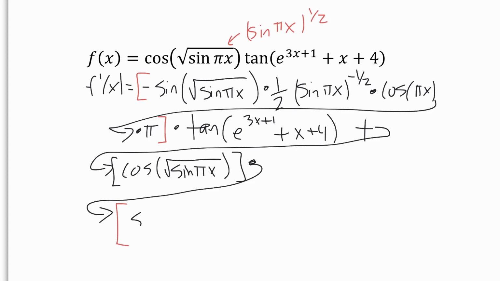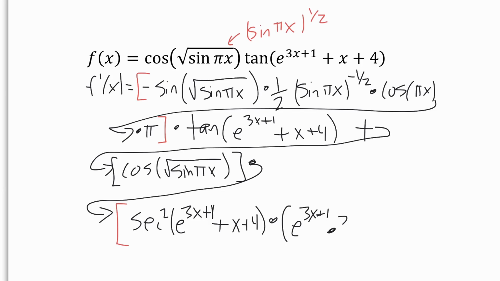Derivative of tan is secant squared. Leaving the inside alone, e to the 3x plus 1 plus x plus 4, times, well, the derivative of e will just be e, so e to the 3x plus 1.